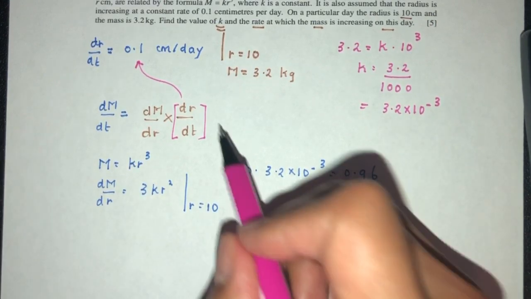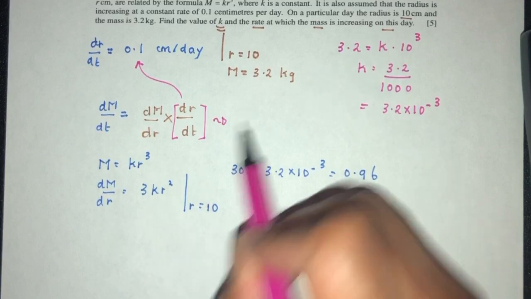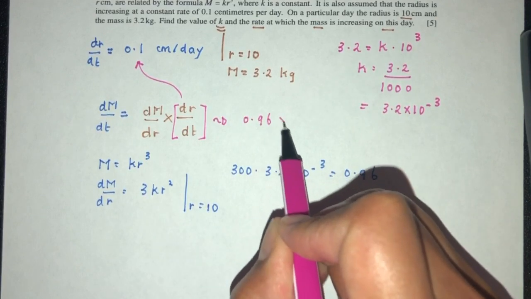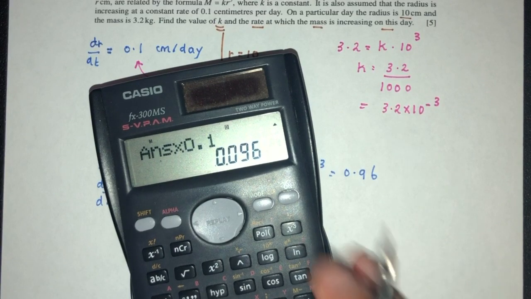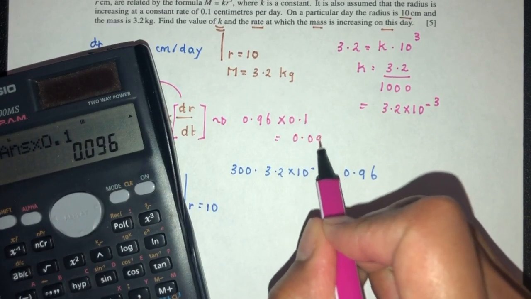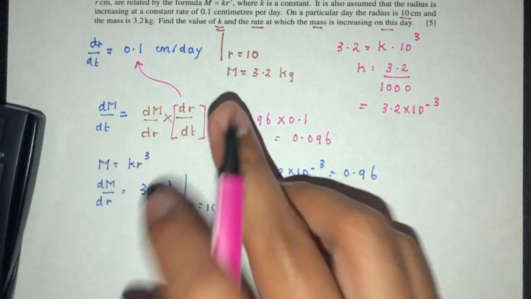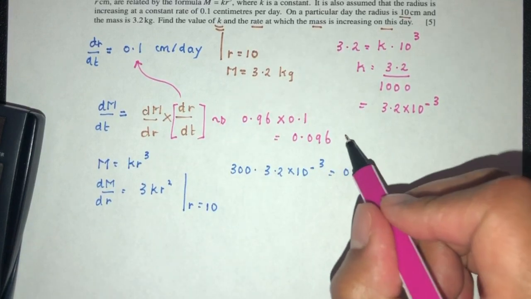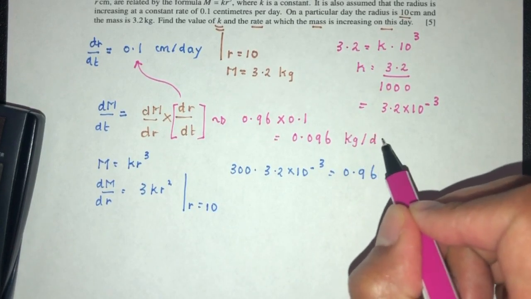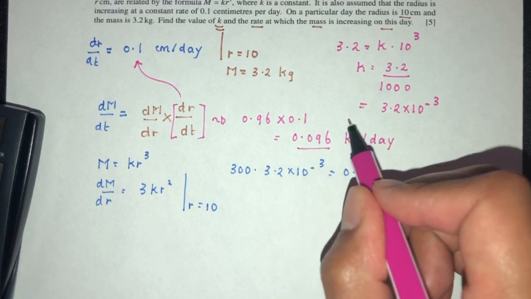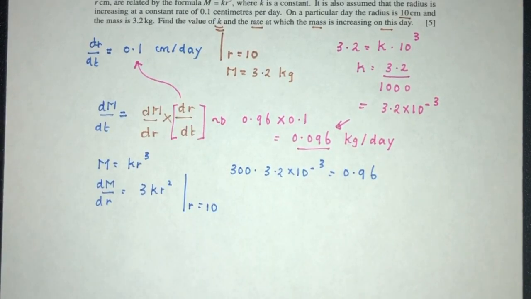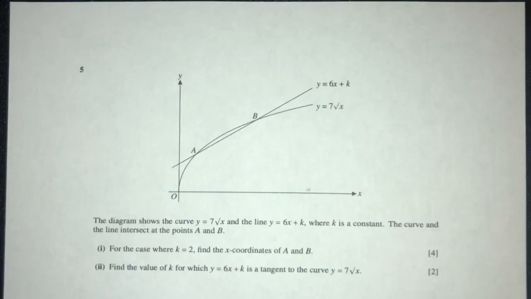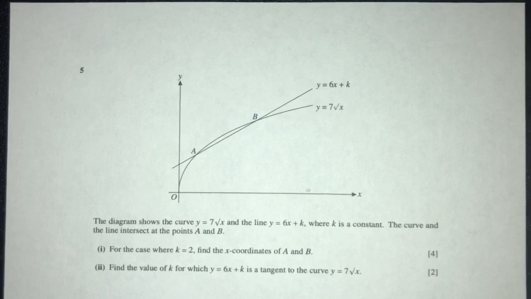So finally replace back in your main equation. That will be 0.96 times 0.1. That should be what? 0.096. And that will be the rate of change of the mass, which is kg, in a day. Okay, and that will be your answer for this question to finding the rate of increase of the mass and the value of k. Now let's move on to the next question.